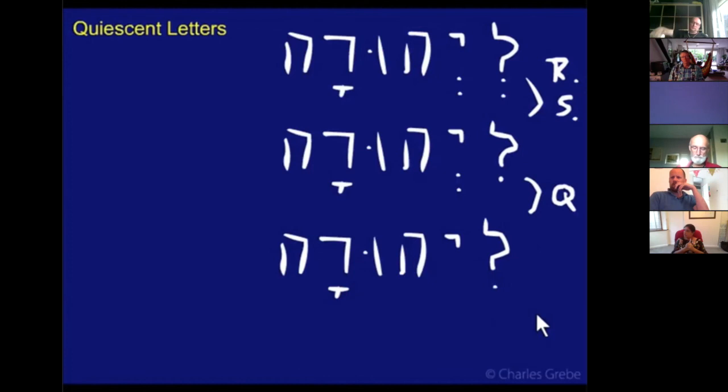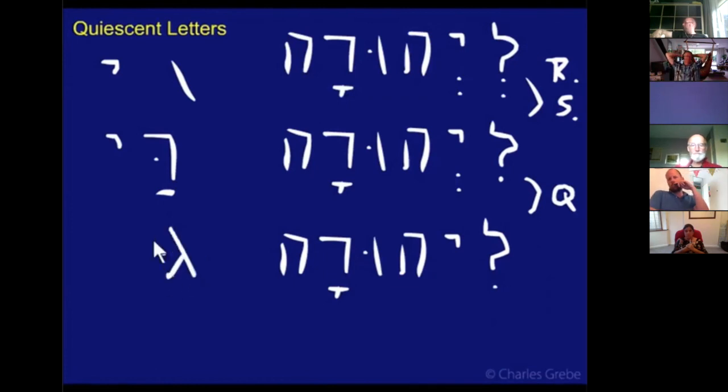Now Aleph will quiesce more frequently than Yud and Vav. There are more examples of Yud and Vav at the end of a word where it's not quiescing. For example, the word dai, which means enough, or goy. How do you spell goy? Goy, nation. There we have a Yud at the end, and it's functioning as a consonant. Or tzav.